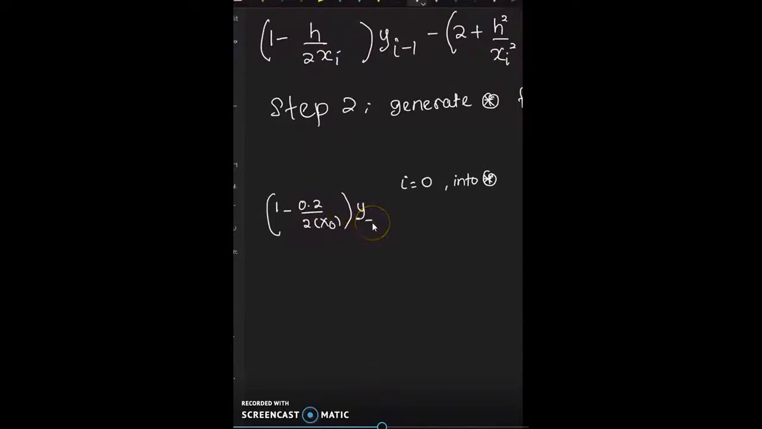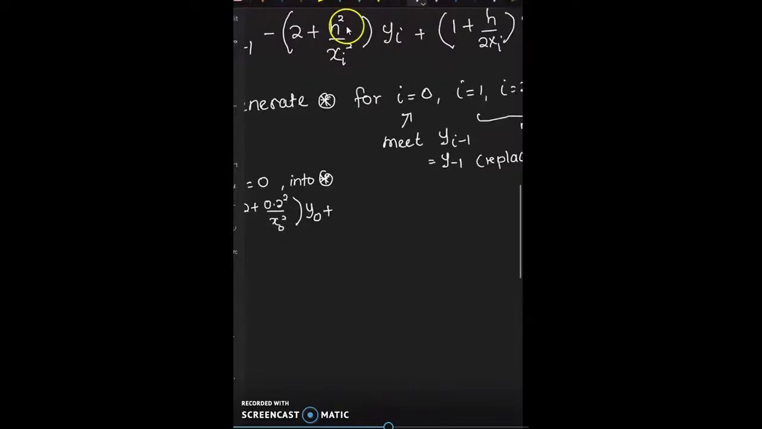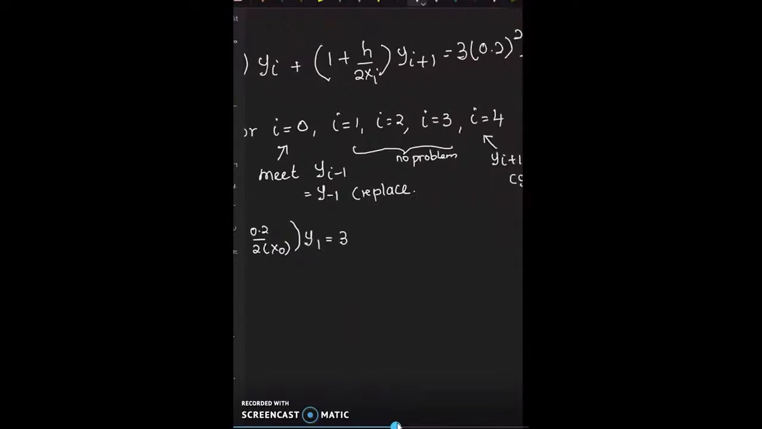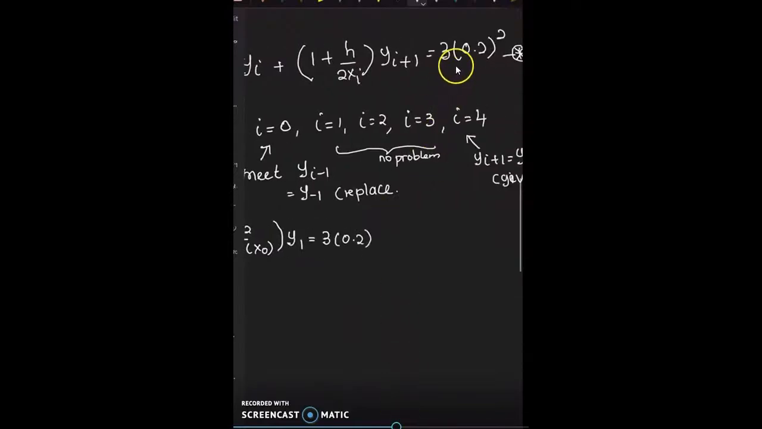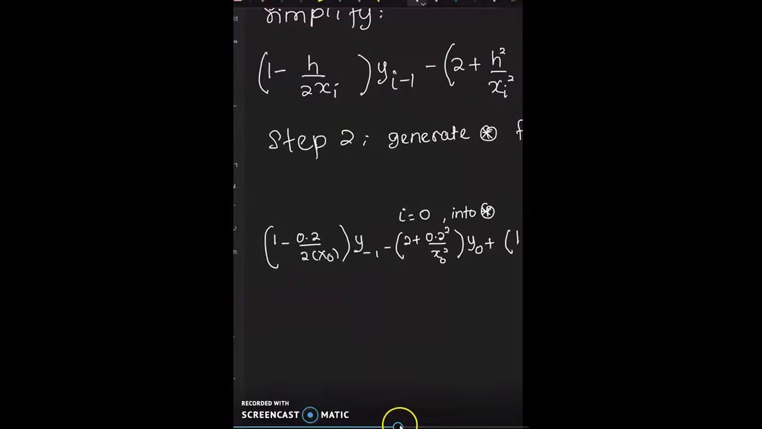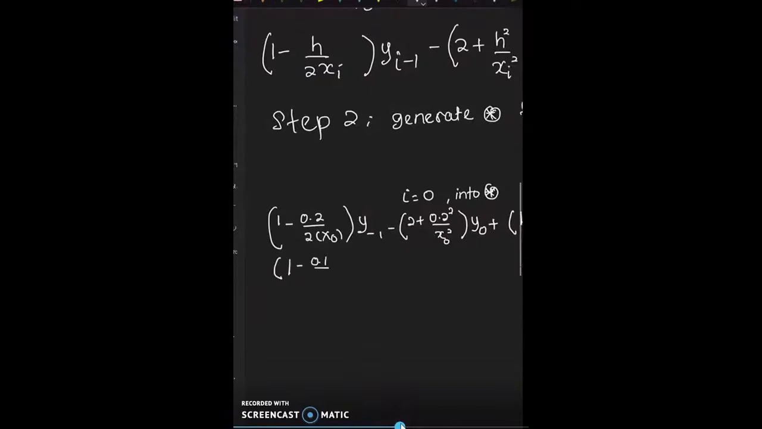y negative 1 you can get from the derivative boundary at the corners, x equal to a. So you replace y negative 1. The rest is 0.2 squared divided by x naught, and x naught is 1. You just replace. y naught you cannot find, because it's not given in the initial condition. 1 plus 0.2, 2 times x naught, y1 plus 0.2 squared times 3. You need to be careful, because you have to go to the next stage to find y negative 1.